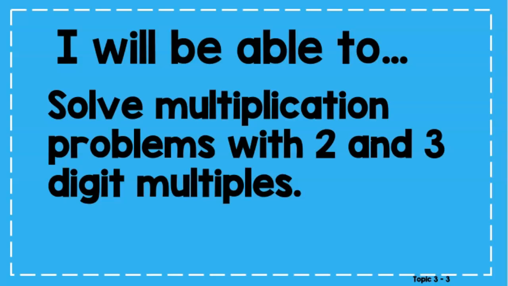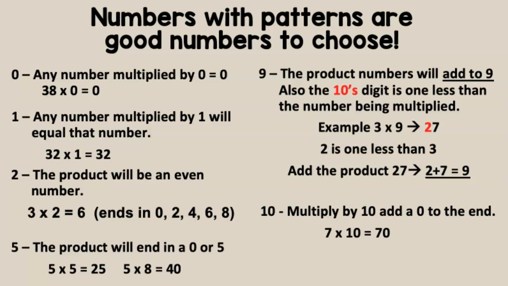Here's a bonus slide just to remind you of some good numbers or patterns to choose when you're trying to split those numbers. Anything multiplied by 0 is 0. Any number multiplied by 1 will equal that number. The product will be an even number if it ends in 0, 2, 4, 6, 8. If you multiply by 5, the product will end in a 0 or 5.